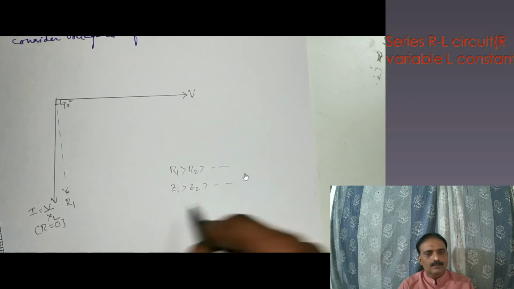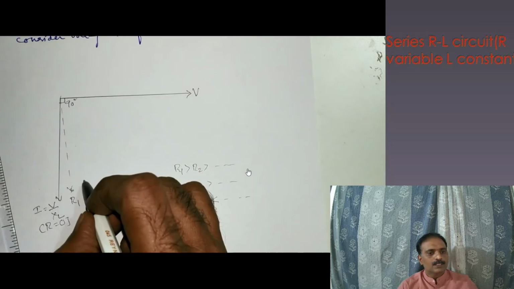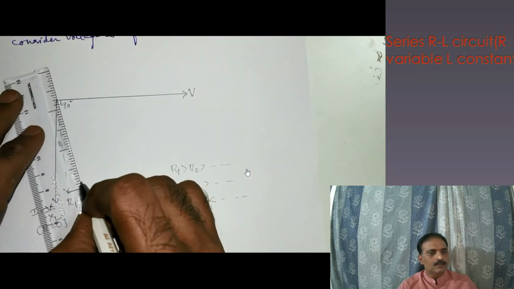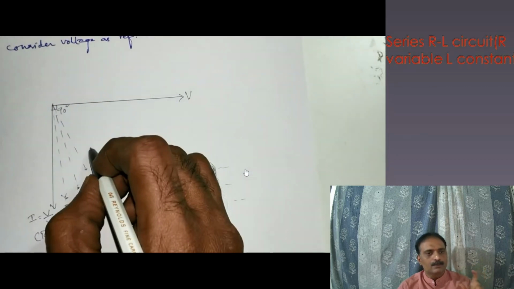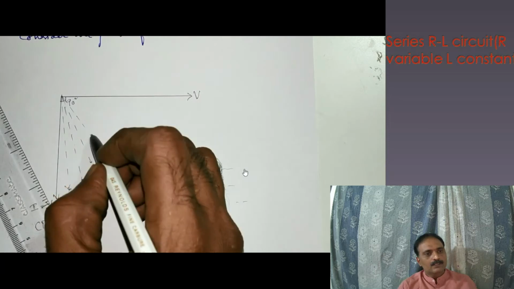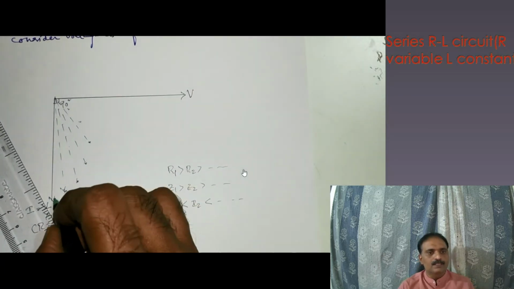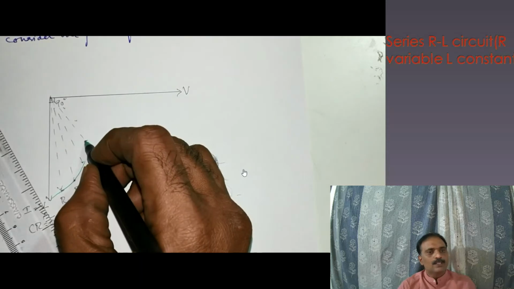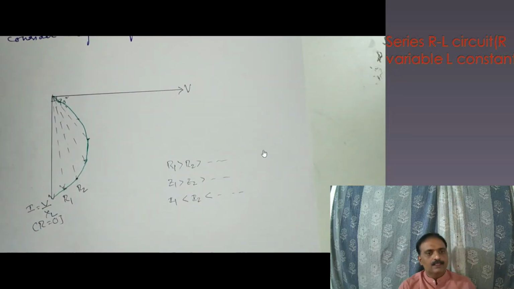So let me draw this. When you consider R2, which is greater than the R1 value, the current vector is going to be further decreased, and like that it goes on, the magnitude of current is going to decrease. And when you join all these points, the new points for different values of resistance, we get the locus of the current in this fashion.